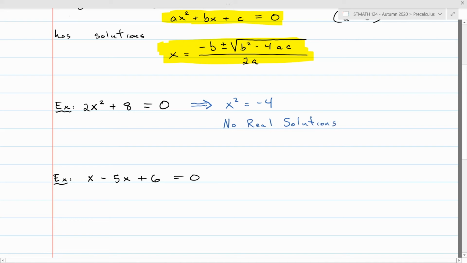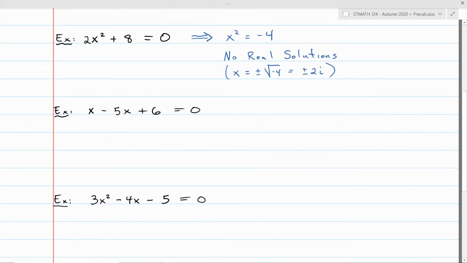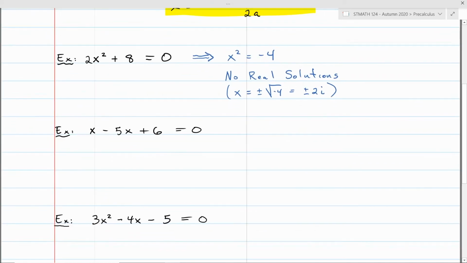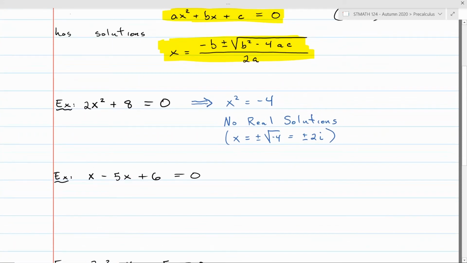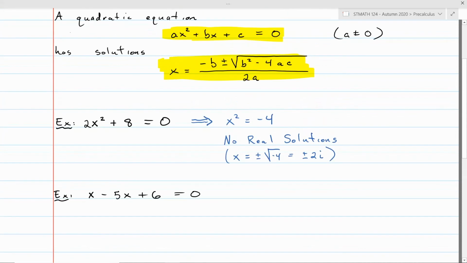Now, if you wanted to do the complex solutions, you could take that x squared equals negative 4 and take the square root of both sides and say x is equal to plus and minus the square root of negative 4, which is plus and minus 2 times the imaginary unit i. So I didn't need the quadratic formula to figure that out, right? Now, could you have used the quadratic formula? Sure. You would just put a is equal to 2 and c is equal to 8 and b is equal to 0 into the quadratic formula, and you'd get the same answer.